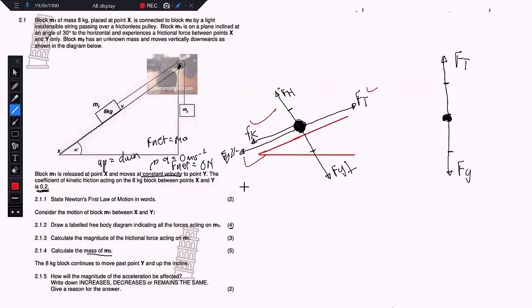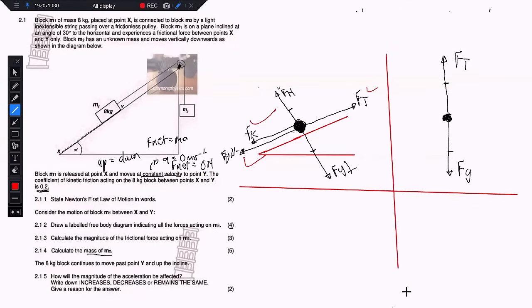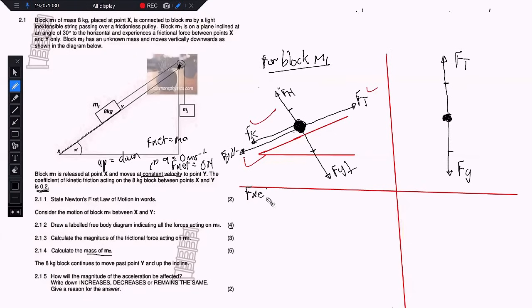Right, so now to calculate the mass of block M2, let's just separate this into 2 different equations. So we'll say for block M1, this is what we have. F net is equal to ma. And then this is our positive direction, because we understand that if M2 is moving vertically downward, that means block M1 has to be pulled up the incline, which makes up the incline the positive direction, and down the incline the negative direction.